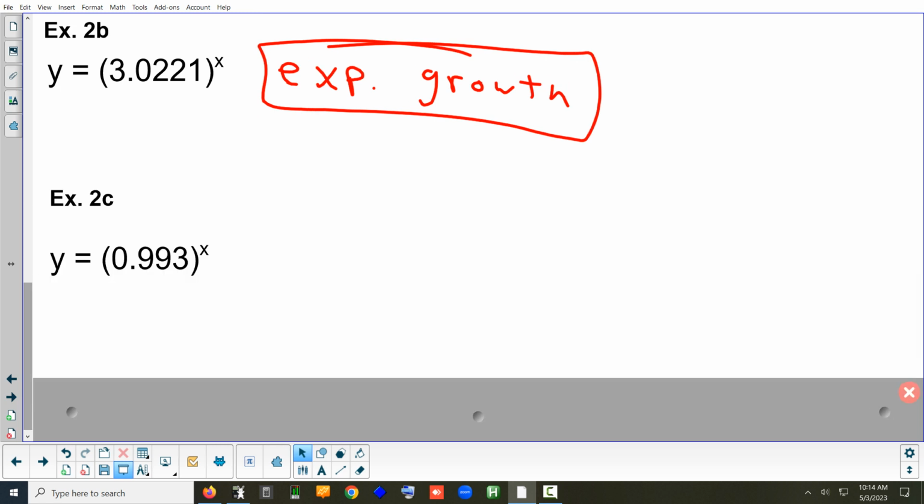All right, how about this one? 0.993 to the x. Growth or decay? That would be decay. That's decay just barely. It's just barely decay, because if it was bigger than 1, it would be growth. But that's still less than 1, so it's decay. It's going to be a very slow decay, but it's decay.